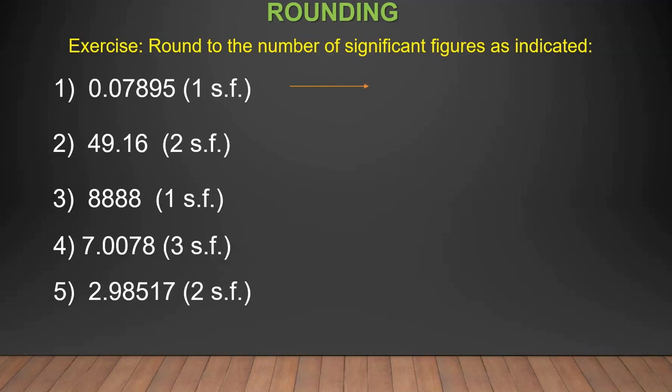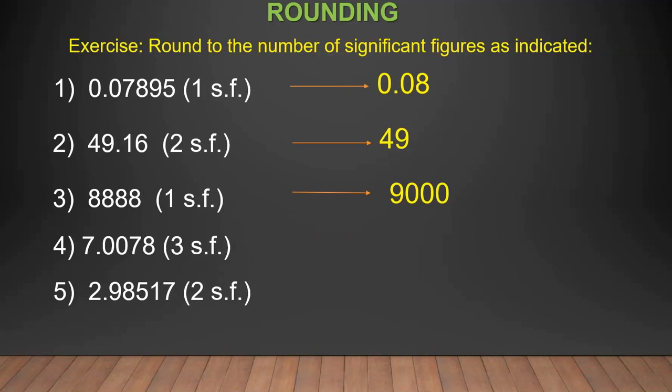These are the answers. For the first one, the answer is 0.08. The first significant figure is 7 and is followed by 8, which is greater than 5. So round up 7 to 8. Second one is 49.16. Round off to two significant figures. So we have 49, as 9 is followed by 1, which is less than 5. The third one is 8,888. The first significant figure is 8, followed by 8, which is greater than 5. So we round up 8 to 9, and we have 9,000.